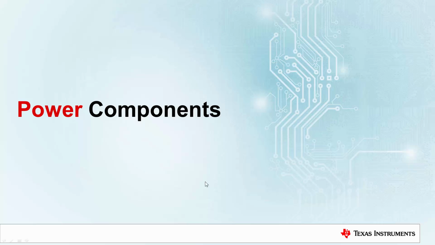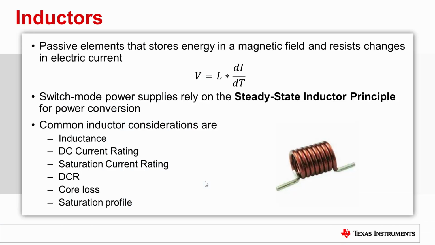In this section, we will discuss the common elements needed for all power supply designs. We can identify these as four main components: inductors, capacitors, diodes, and MOSFETs. A majority of all power converters utilize a magnetic field for energy storage and conversion. This can be in the form of a transformer or inductor.